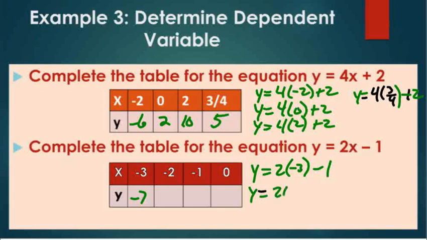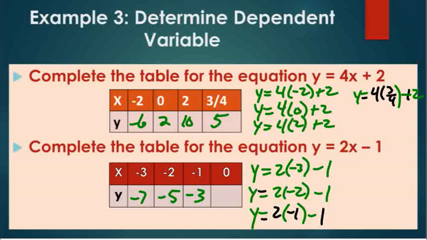Y equals 2 times -2 minus 1. 2 times -2 is -4. -4 minus 1 is -5. And then if x is -1, so we have 2 times -1 minus 1. 2 times -1 is -2, minus 1 is -3. And then if x is 0, y equals 2 times 0 minus 1. 2 times 0 is 0, minus 1 is -1.